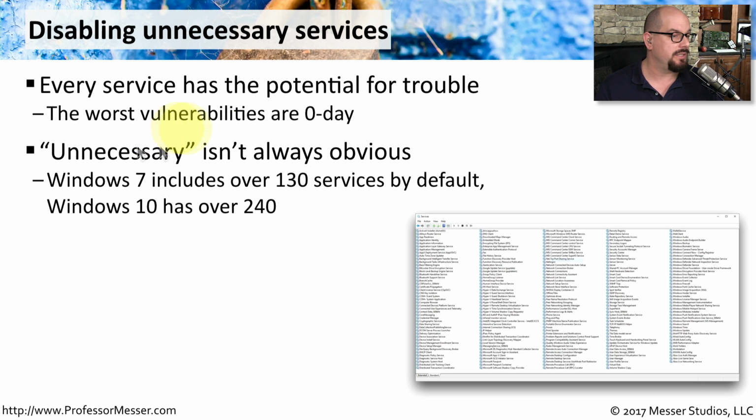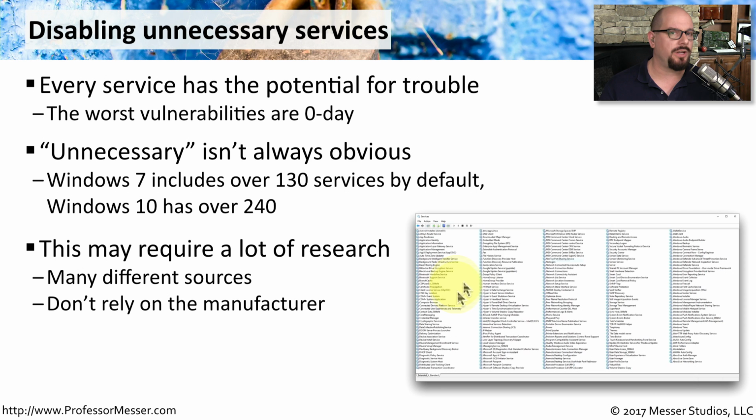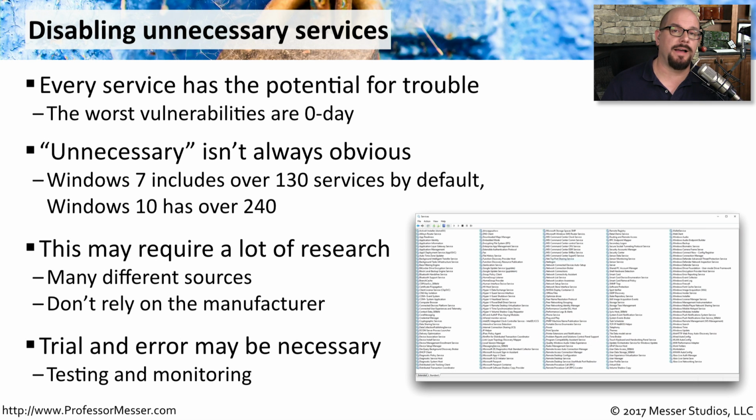A good example of this is in Windows 7, where there were over 130 services included by default. In Windows 10, this number goes up to 240. That means you may have to go through quite a bit of research to determine which of those 240 different services are necessary on my operating system and which ones can we disable by default. Although you may be able to find a lot of information about these services on the manufacturer's website or from third-party sites, sometimes it takes some trial and error to determine if a particular service is important for the way that you use your operating system.